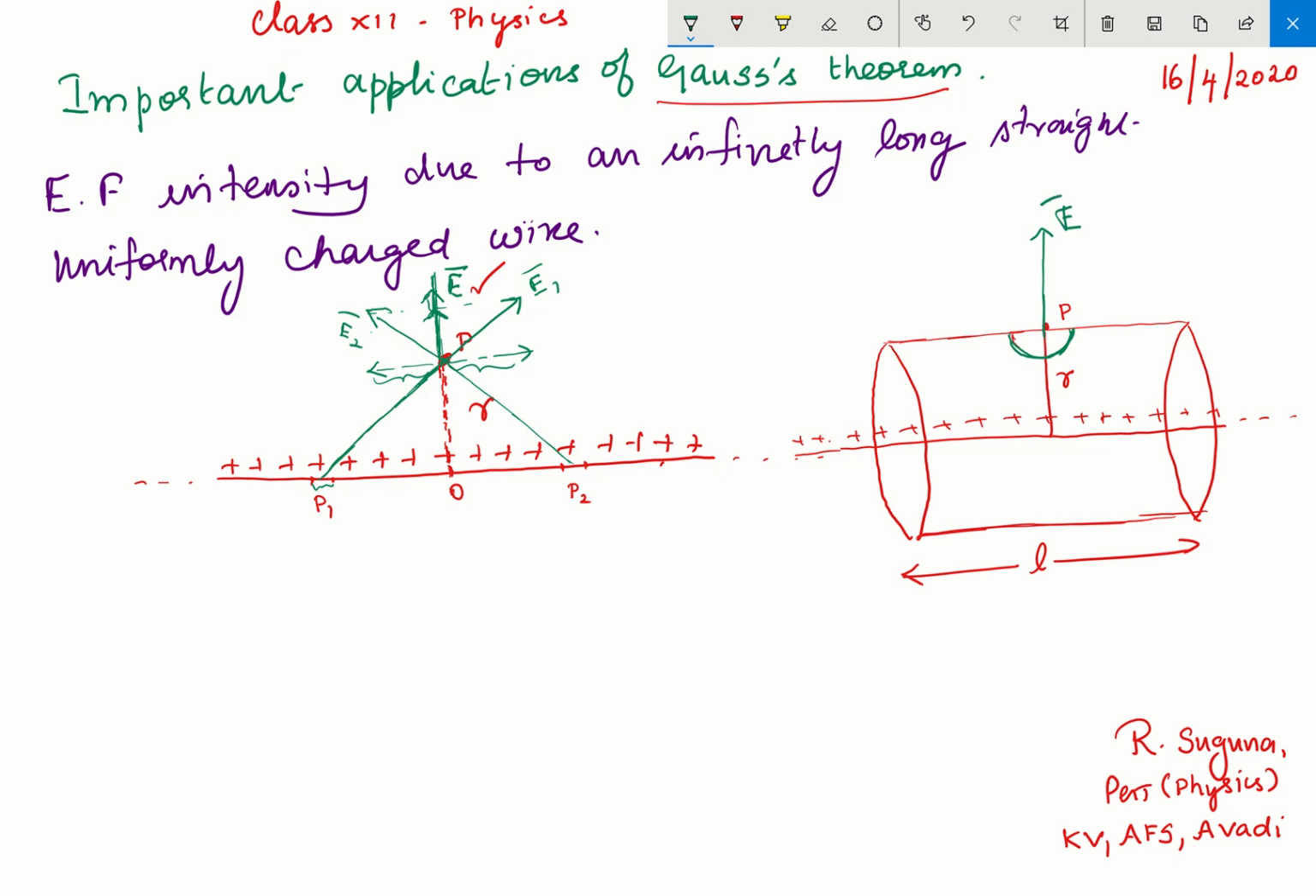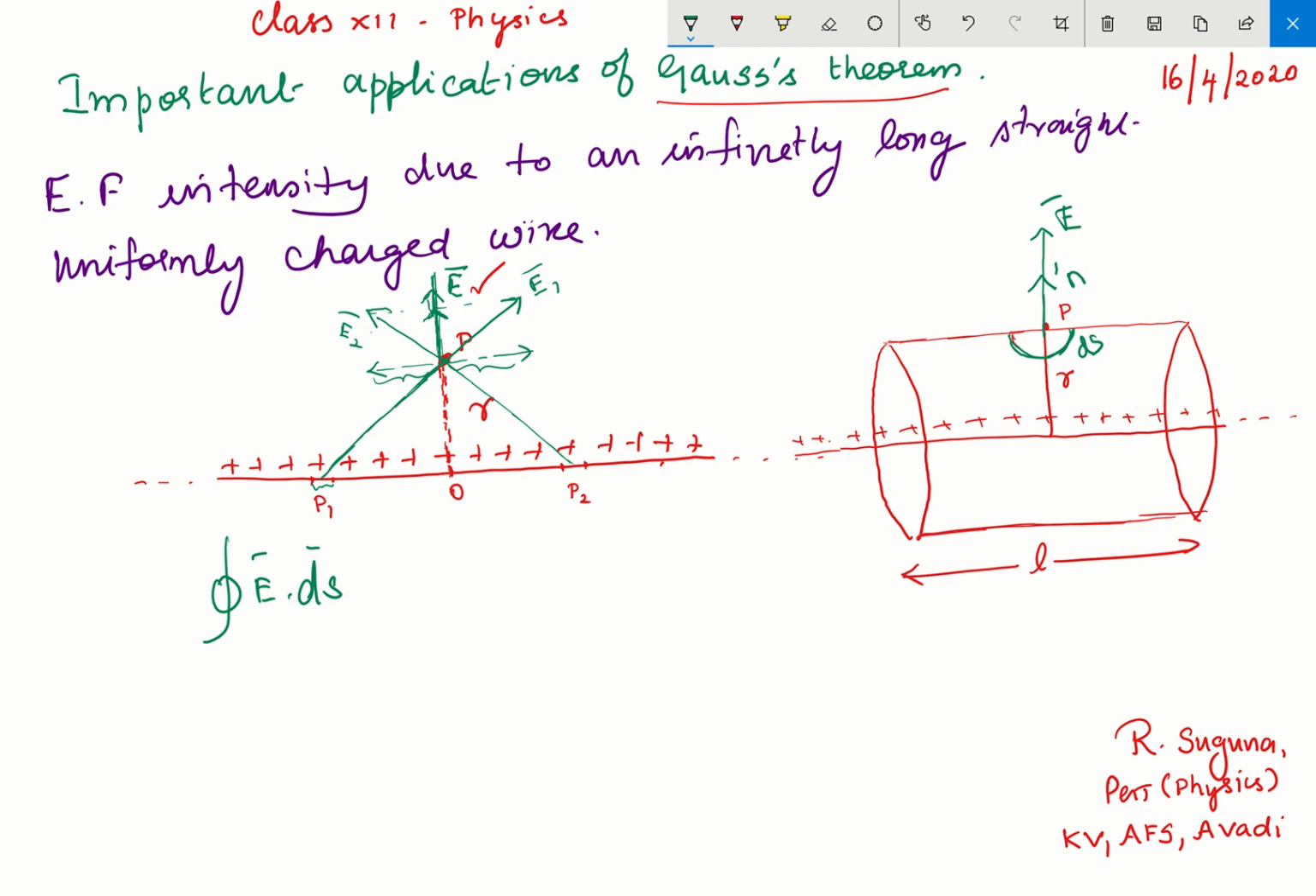Now, what is the direction? Because I am going to apply the Gauss theorem, that is phi, the integral E dot ds. I want integral E dot ds. Therefore, here this surface is ds. Therefore, what will be the direction of ds? The direction of ds will be along the outward normal.